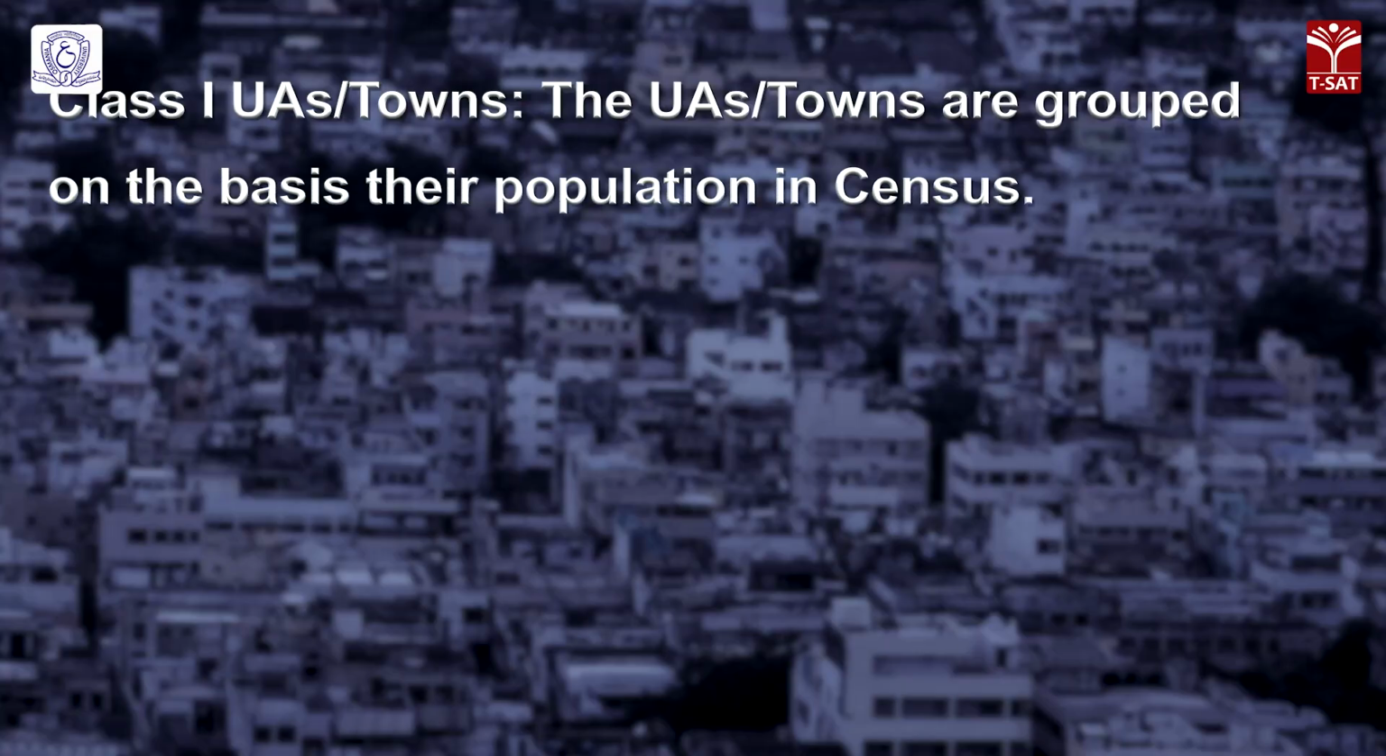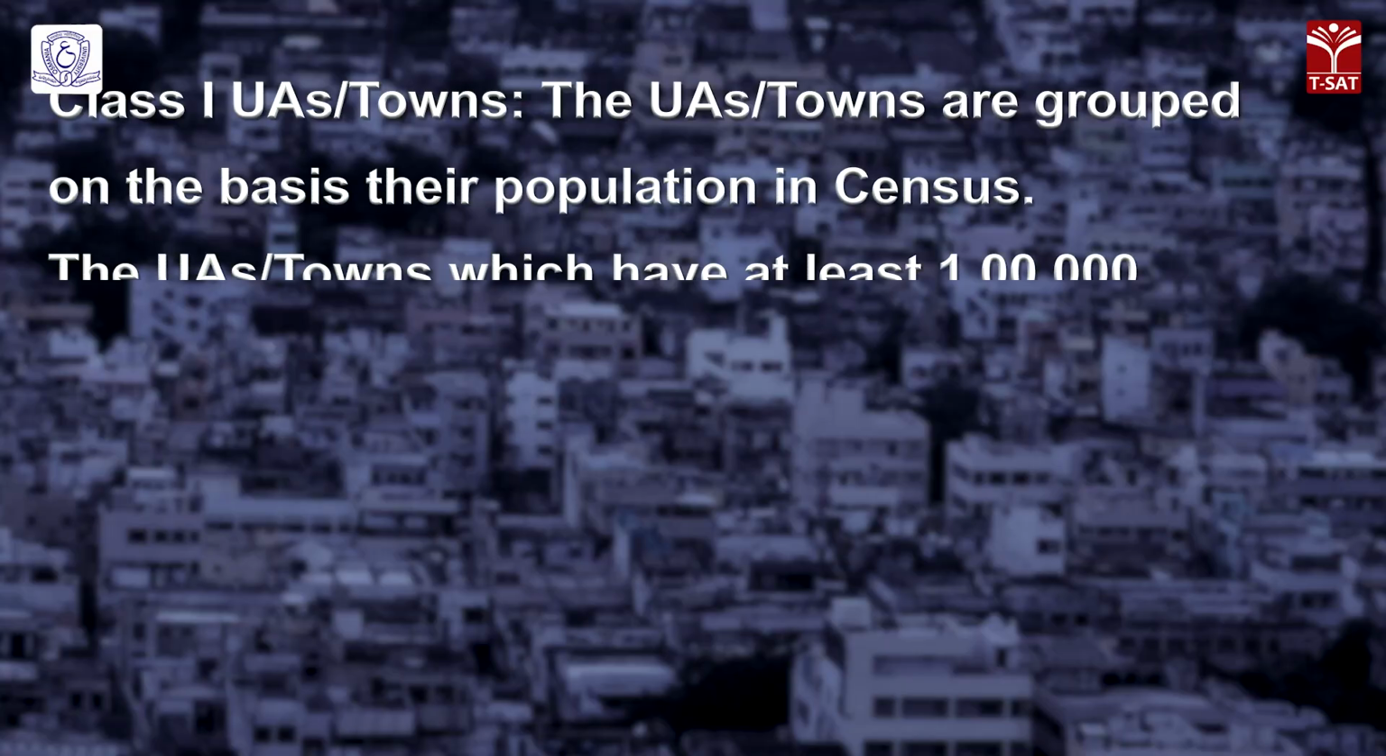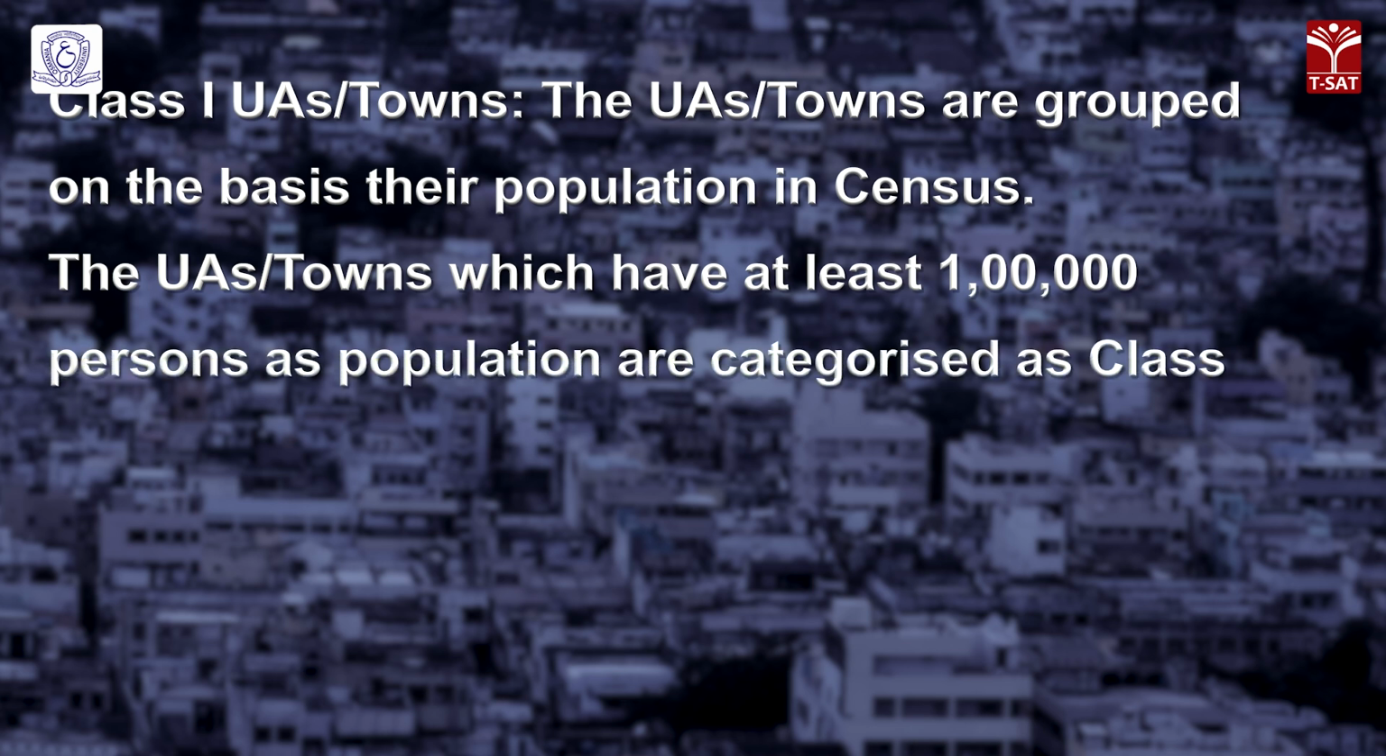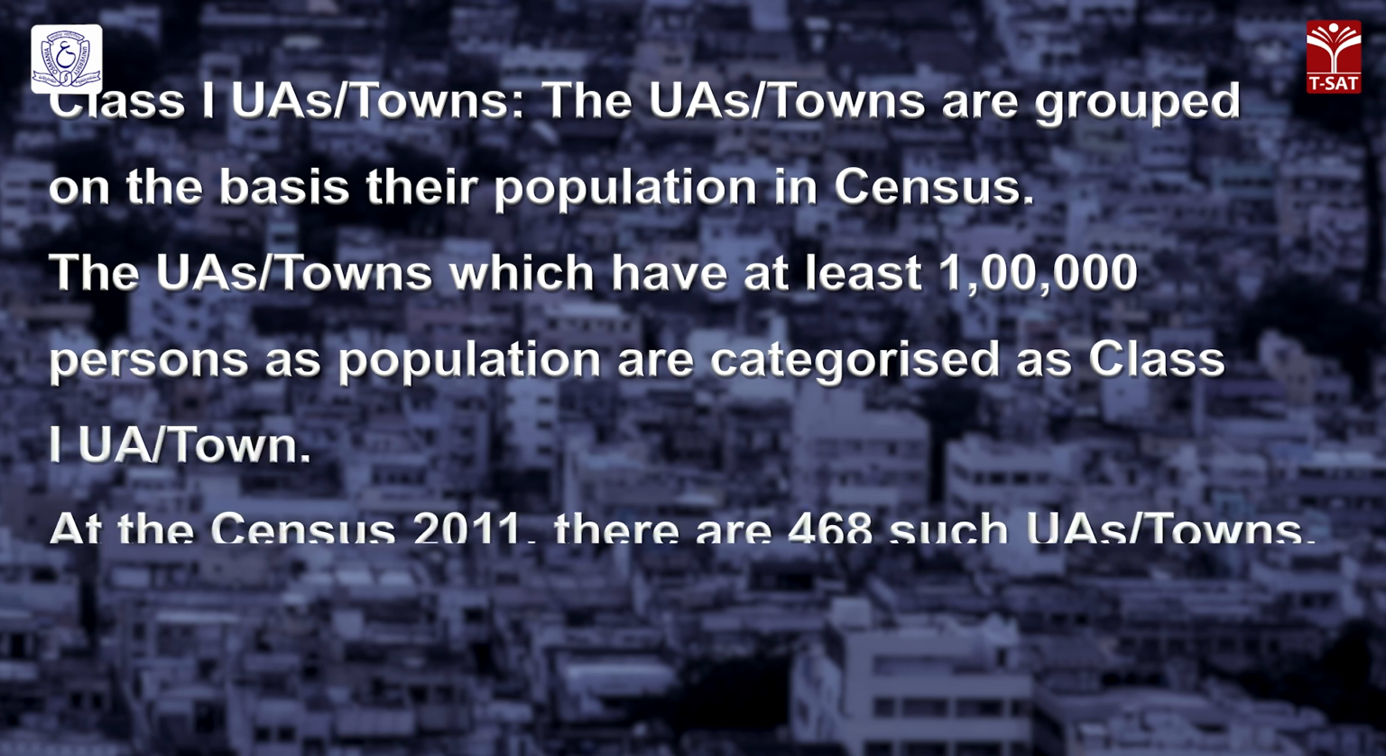Class 1 urban agglomeration or towns. The urban agglomerations or towns are grouped on the basis of their population in census. The urban agglomeration or towns which have at least 1 lakh population are categorized as class 1 town. At the census of 2011, there are about 468 such urban agglomerations or towns. The corresponding number in the census of 2001 was 394. With a population of 264.9 million persons, constituting 70% of the total urban population, live in these class 1 urban agglomerations or towns.